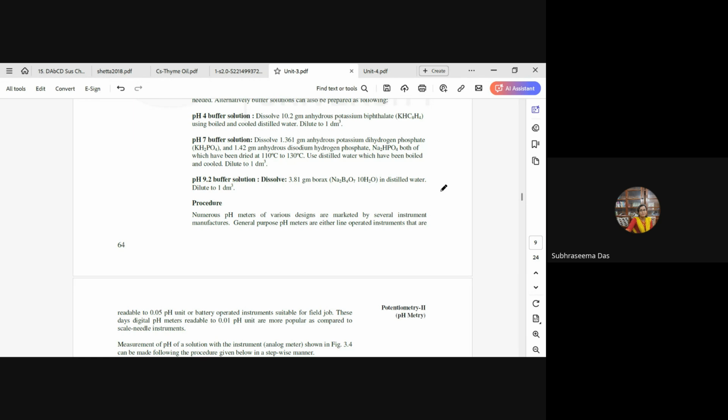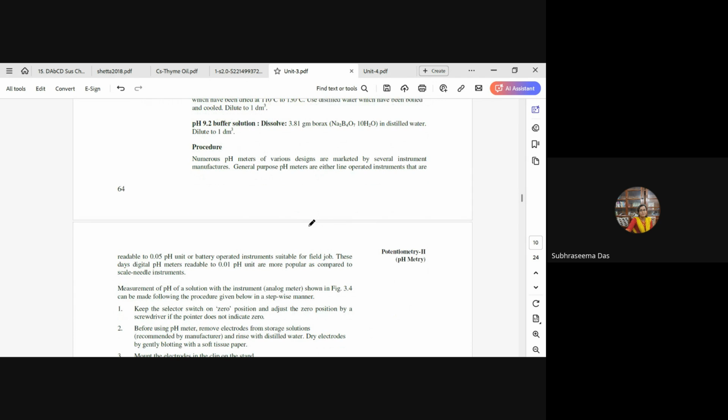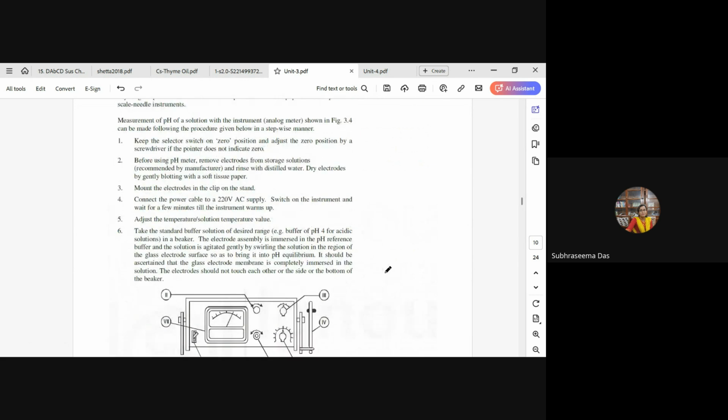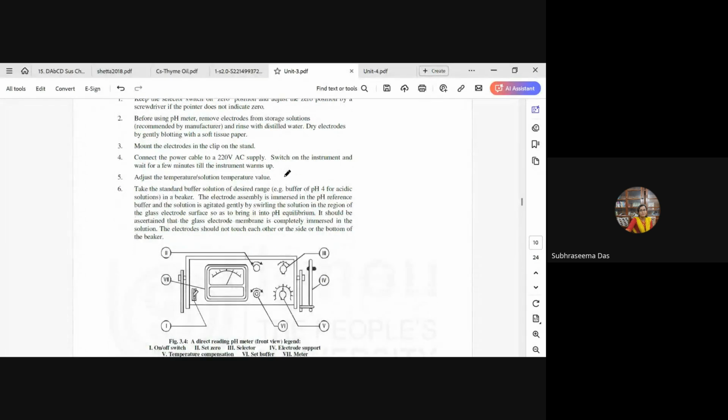And then coming to the procedure. After the instrument is calibrated, in figure 3.4 we can see a pH meter setup, and then we can see how to measure. First we will keep the selector switch at the 0 position. Before using the pH meter, we will remove the electrodes from the storage condition and wipe them with a tissue paper. Third, we will mount the electrodes on the stand.